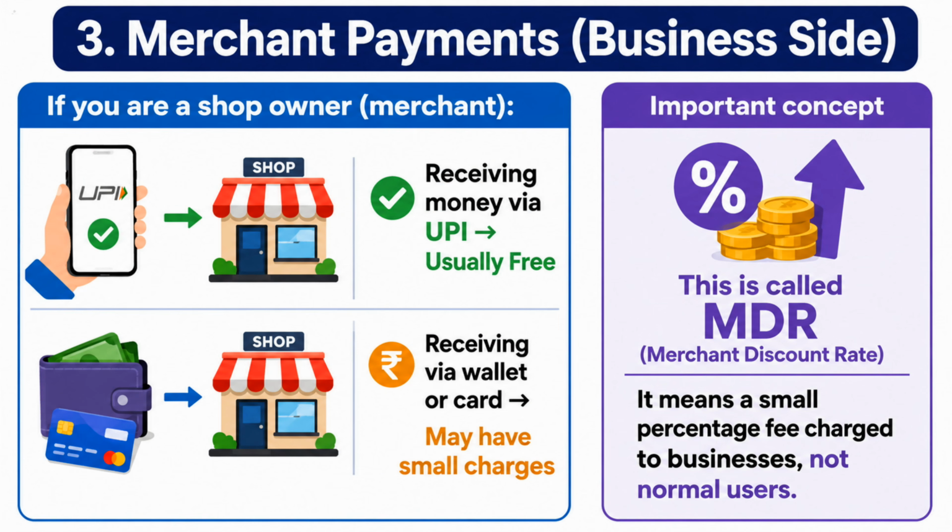Third one, merchant payments, business side. Now let's understand what happens for shop owners and businesses. If you are a merchant, receiving money through UPI is usually free. Receiving money through wallet or card payments may involve small charges. What is MDR? MDR stands for Merchant Discount Rate. This is a small percentage fee charged to businesses. Normal customers usually do not pay this fee.